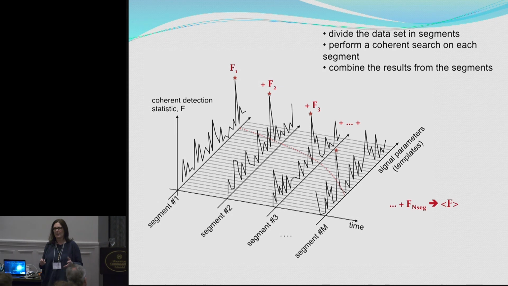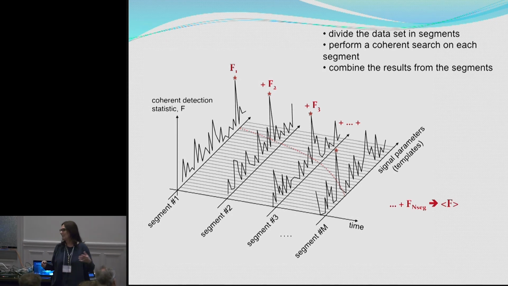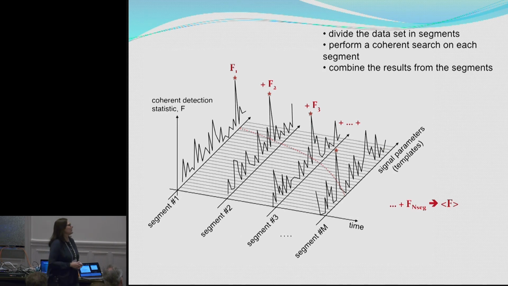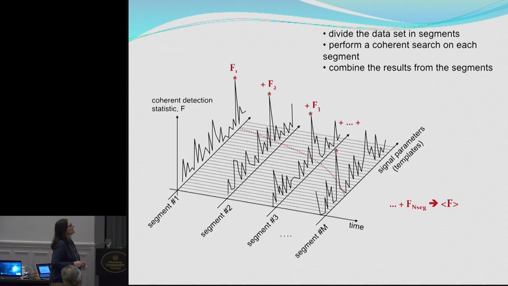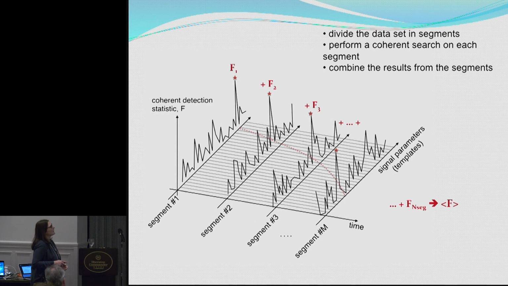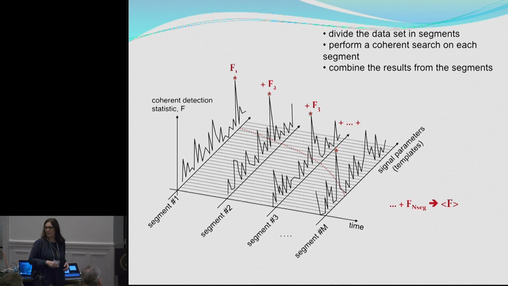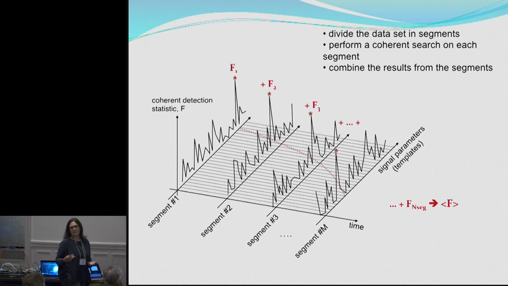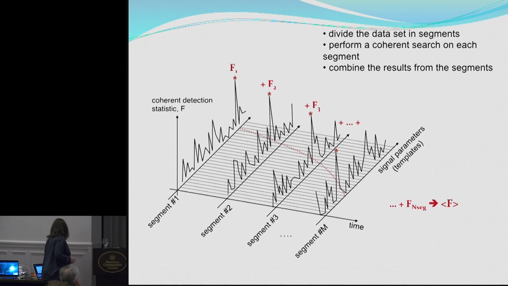the most expensive, over the shorter segments. We make them basically as long as we can so that it's still computationally feasible. And then we combine the results from the different segments incoherently. And this allows us to keep the computational cost under control at the expense of some sensitivity, obviously.